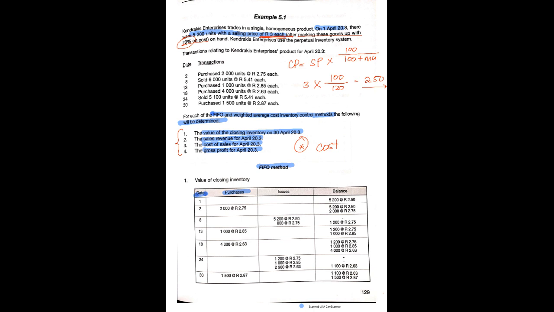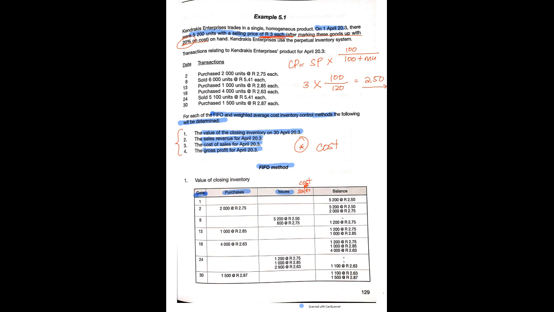Then you have your issues. So I'm going to write down that your issues is looking at all of the sales that took place, but you are recording it at its cost. So it represents the cost of your sales. So cost of sales is determined from the issues column. Basically, your issues column is the same as saying cost of sales. And then in the last column, you have your balance.